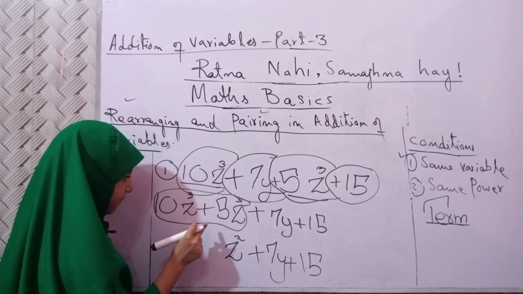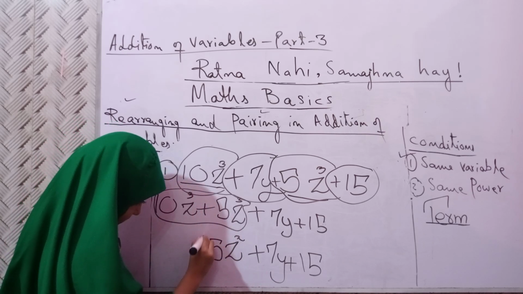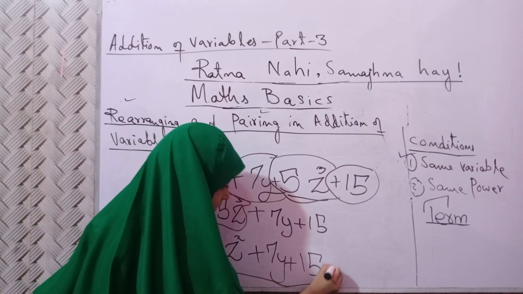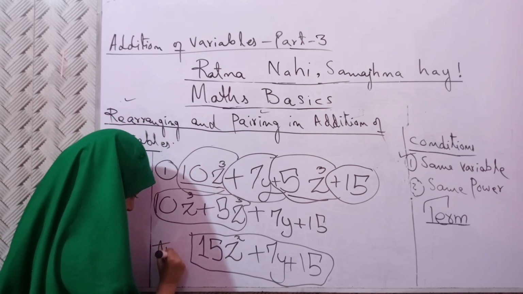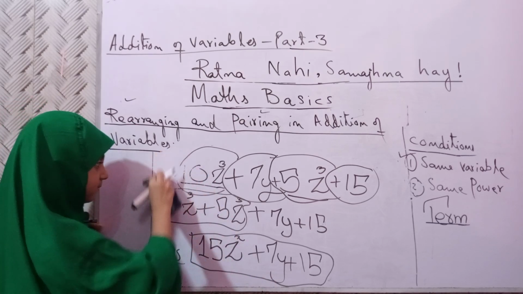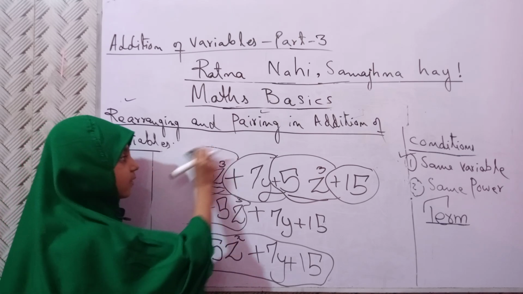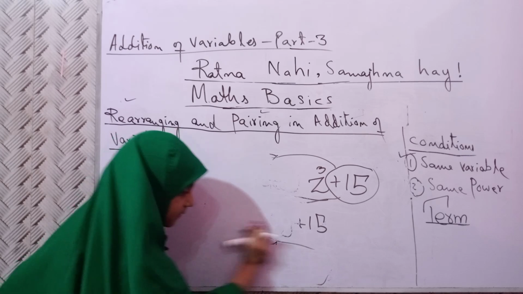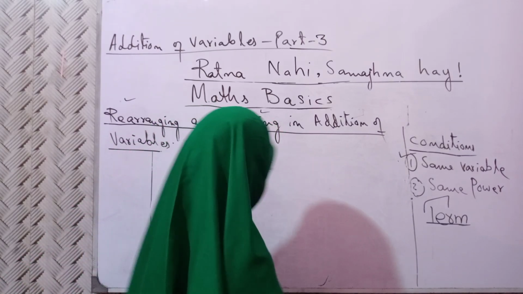Now 9 plus 5 is equal to 15. Now it is my answer. You can see there is no pair. That's why it is my answer. Now I have done my 2 questions.